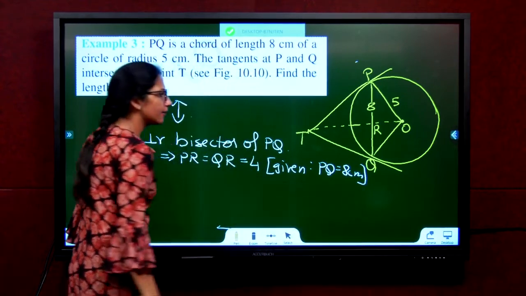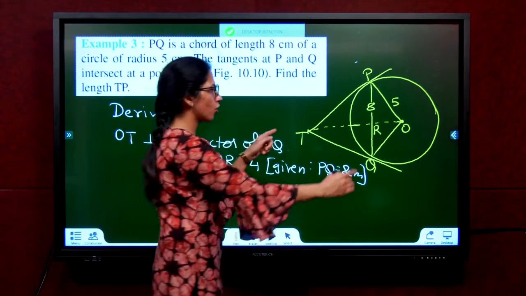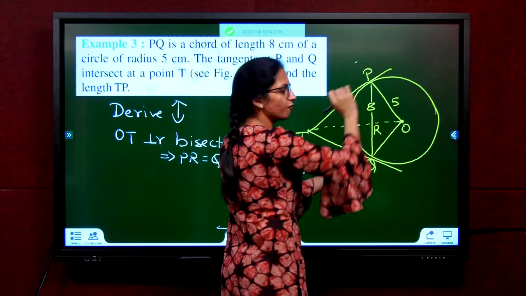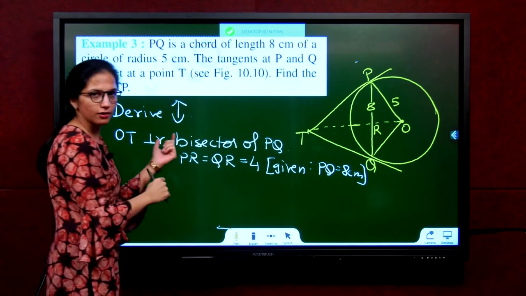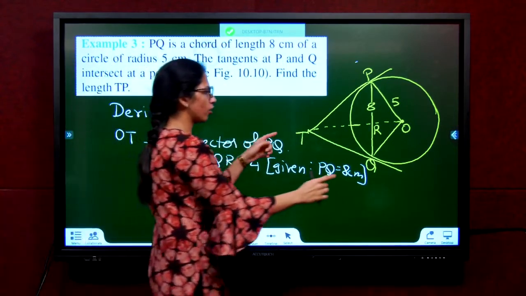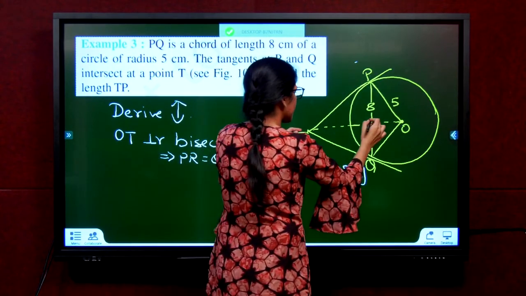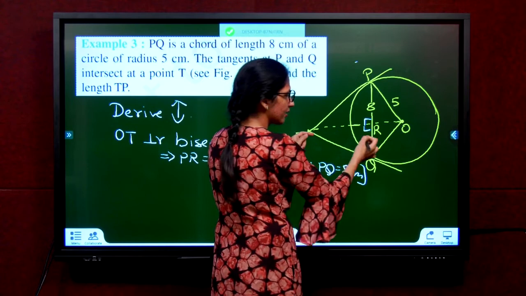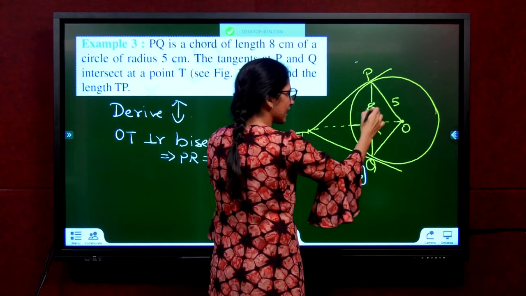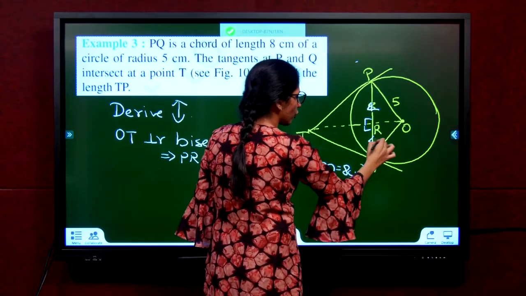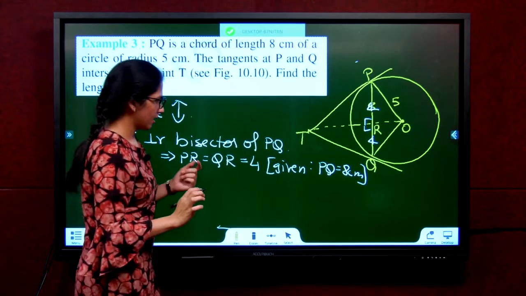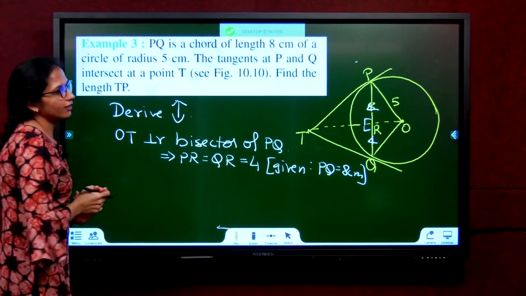I am going to repeat. Using note 2, OT is the perpendicular bisector of PQ. You have to derive that again over here. So now we already know OT is the perpendicular bisector of PQ. That means this is 90, 90 here and it's bisected. This 8 became 4 and 4. Am I clear? Yes. So till here we are clear.